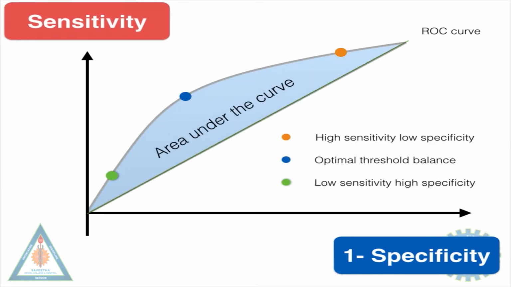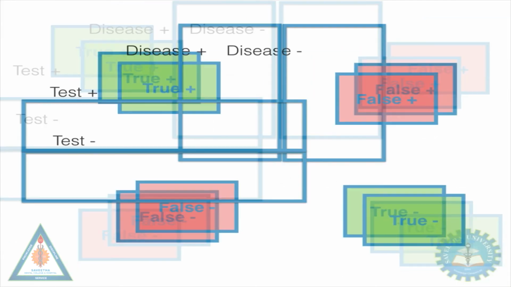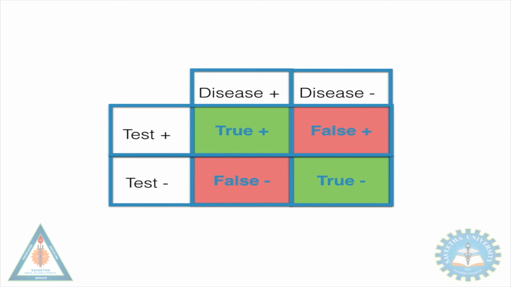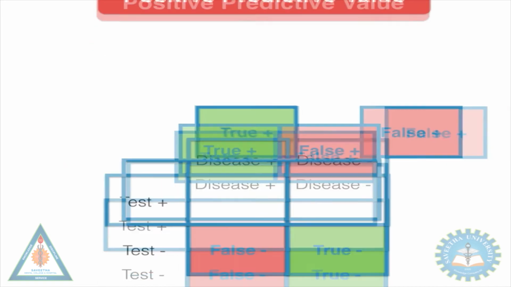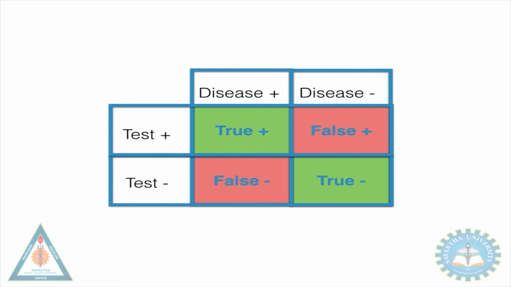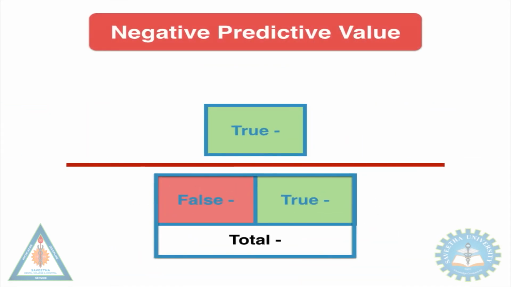To compare two diagnostic tests, we measure the area under the curve and compare them for the two groups. The next parameter a diagnostic test can be used for is to determine the positive predictive value. The positive predictive value is the ratio between the true positives recorded in the test and the total number of positives recorded in the test. Similarly, the negative predictive value is the ratio between the true negatives recorded in the test and the total number of negatives recorded in the test.